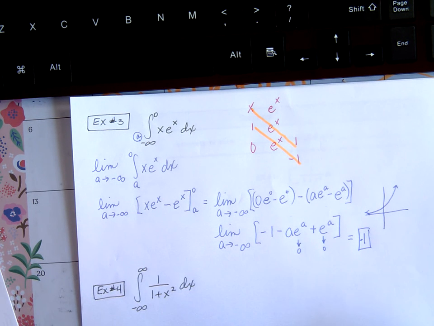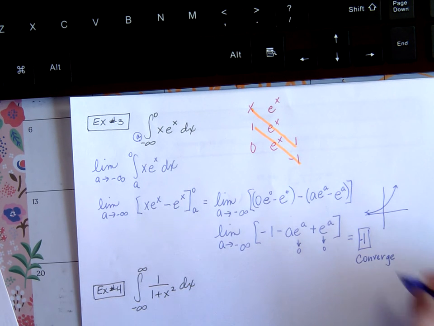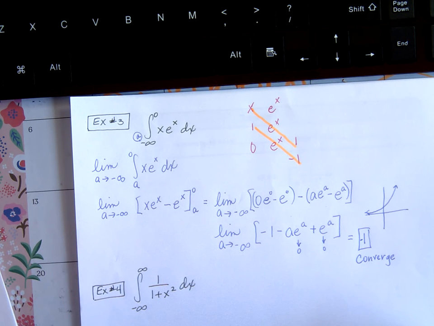Then the question is, is that an example of something that converges or diverges? And the answer for this one is going to be converge, because you got an actual number answer. So if they ask you the question about is it divergent or convergent, you can say that one's convergent because you got a number answer.